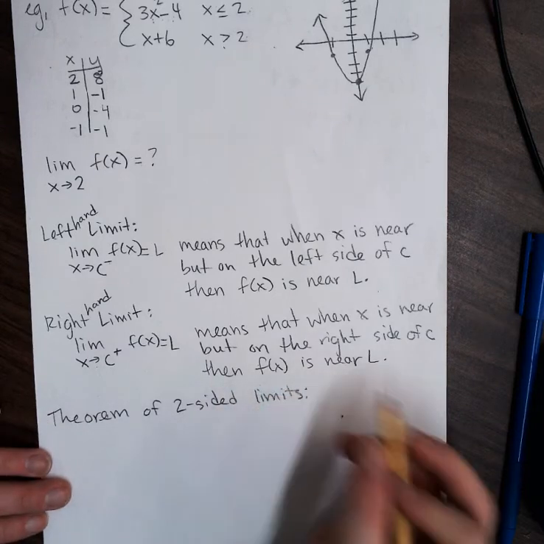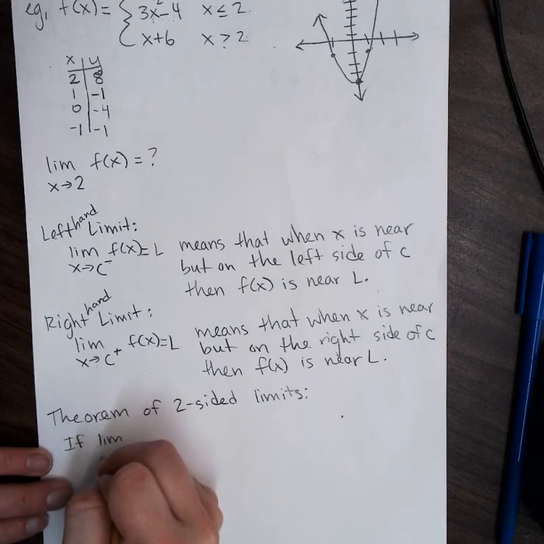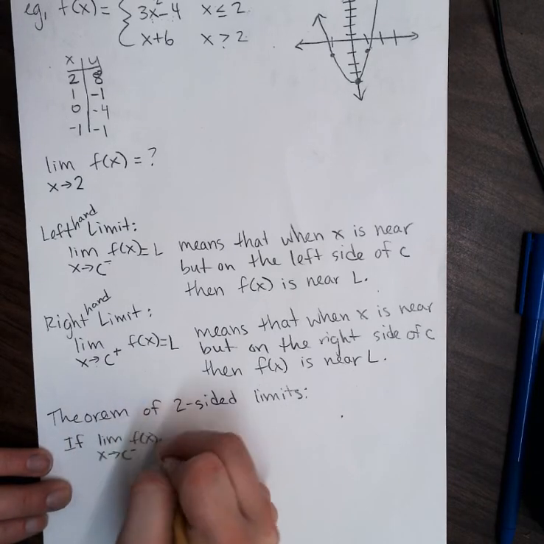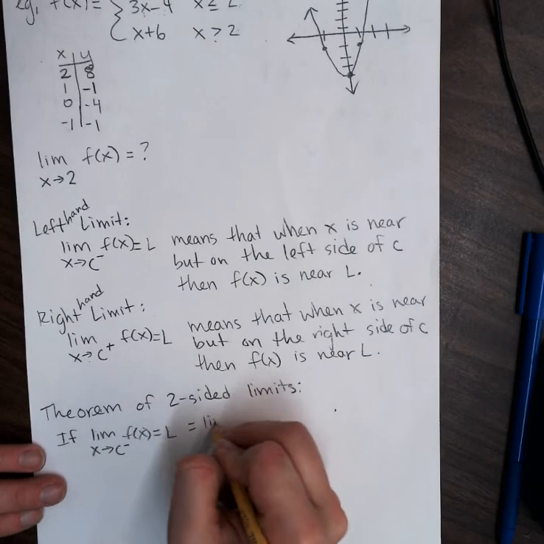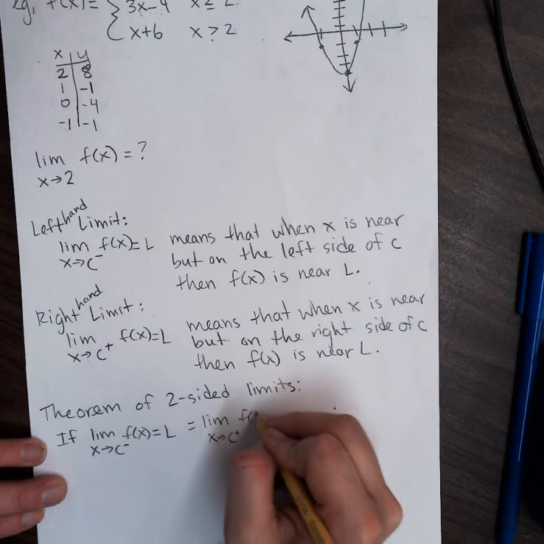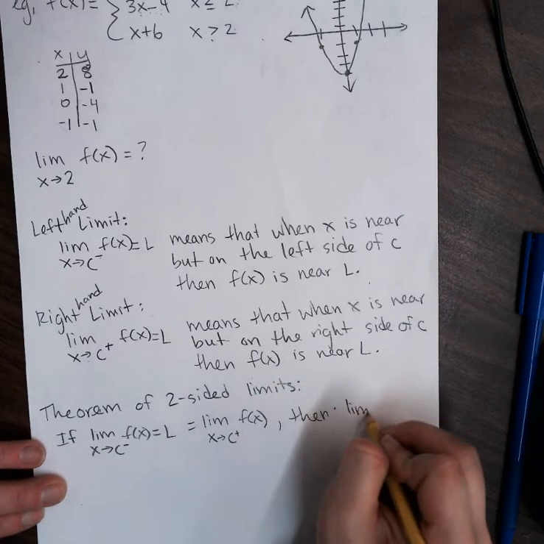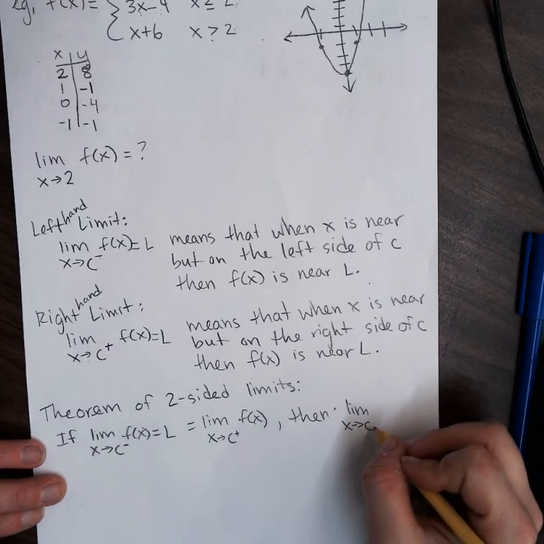This theorem says that if the limit as x approaches c from the left-hand side of f of x equals L, and this equals the limit as x goes to c from the right-hand side of f of x, then the limit as x approaches the constant, notice not from the left or right, but just the constant, of f of x equals L.